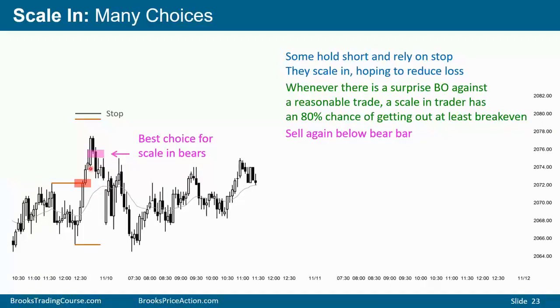The best way to avoid a loss in a trade like that is to look for a bear bar closing near its low and then sell more below that bear bar. You have an 80% chance that the market's going to come at least midway between your first sell and your second sell, and that would allow you to get out break even on the trade. It might even come back to your first entry, and then you could get out break even on your first and with a profit on your second.